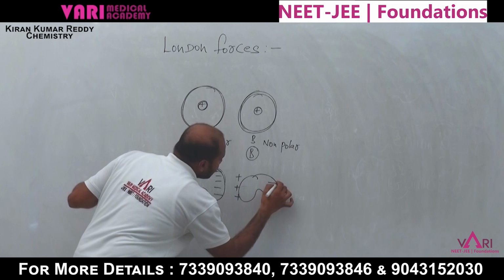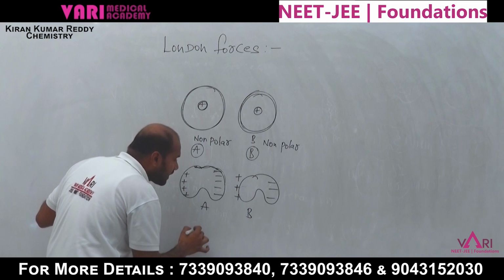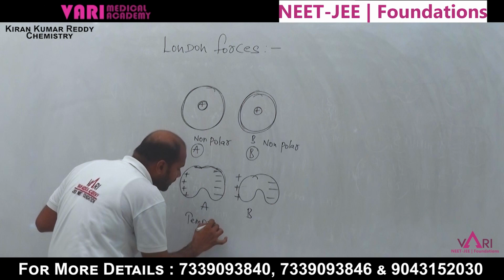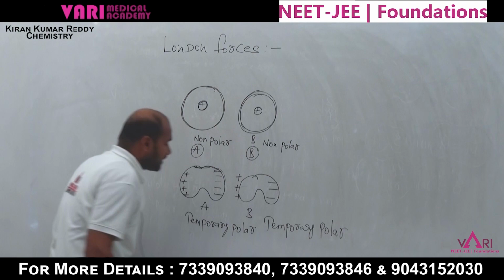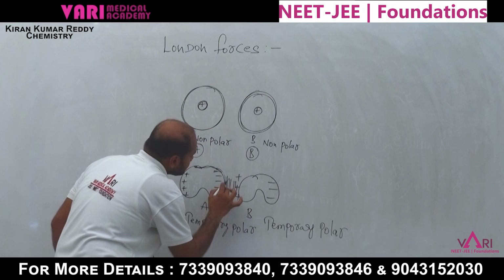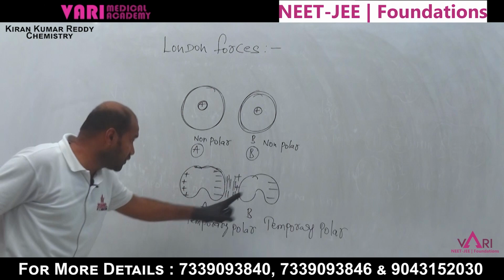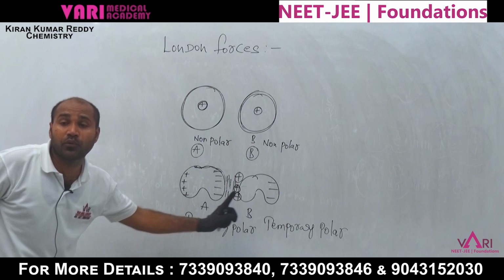Now A atom is non-polar, but now A atom is temporarily polar, and B atom also temporarily polar. These temporary dipoles are inducing. This is instantaneous dipole induced dipole interaction. What is happening? Simply, I am taking A atom and B atom.